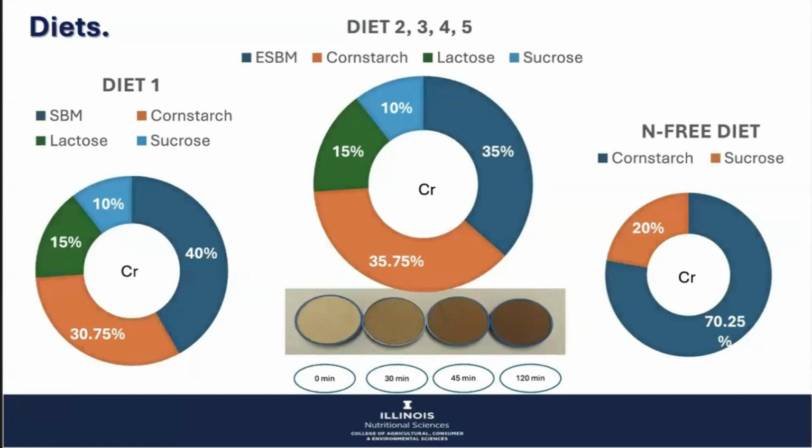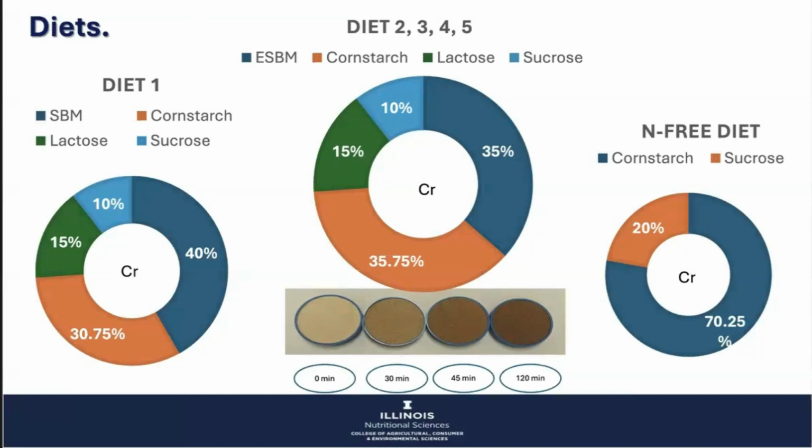For diet 2, we used non-heat-damaged enzyme-treated soybean meal. For diet 3, we used 30 minutes heat-damaged enzyme-treated soybean meal. For diet 4, we used 45 minutes heat-damaged enzyme-treated soybean meal. And for diet 5, we used 120 minutes heat-damaged enzyme-treated soybean meal.